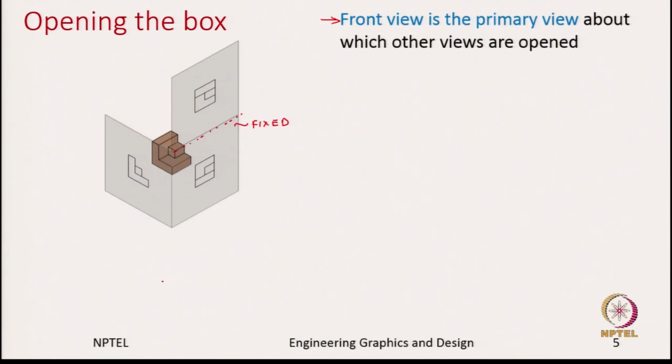How do we rotate? We again choose the edge which is common with the front view. That edge is this line, and if I rotate this profile plane about this line, this is how it opens gradually.